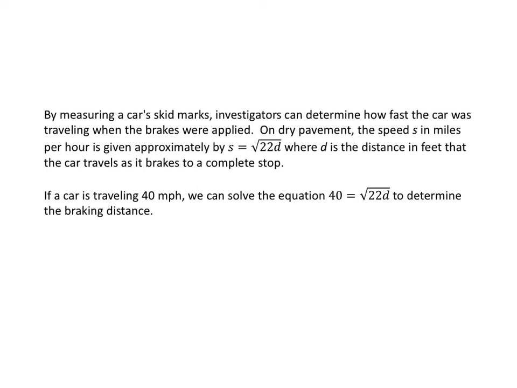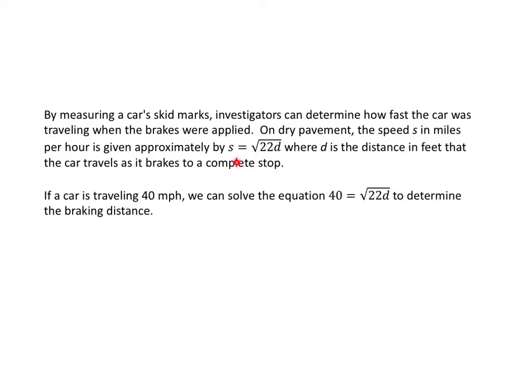This lesson talks about radical equations. So the first thing that I'm going to start with is this word problem. By measuring a car's skid marks, investigators can determine how fast the car was traveling when the brakes were applied. On dry pavement, the speed in miles per hour is given by this equation, where d is the distance in feet that the car travels as it brakes to a complete stop.